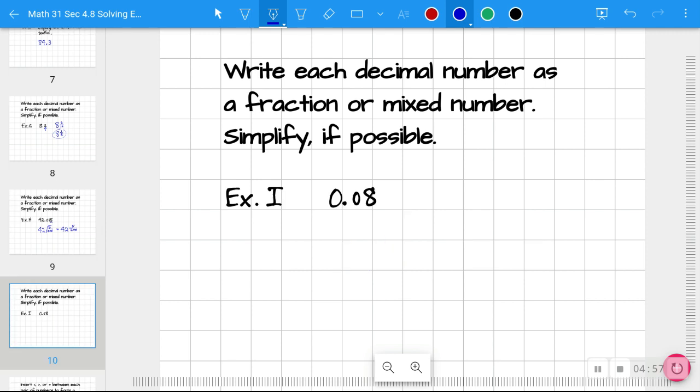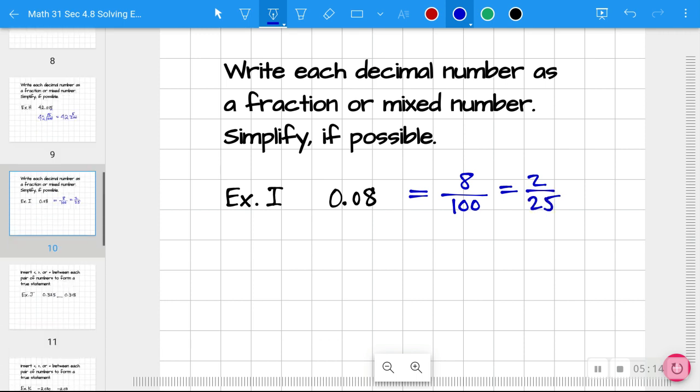Okay, write each number as a fraction or decimal. This one's pretty easy. We have 8, and because of the place value of that second digit, they're hundredths. Now we'll divide the top and bottom by 4, and that'll take us down to 2 over 25, which is the result you'll want to keep.